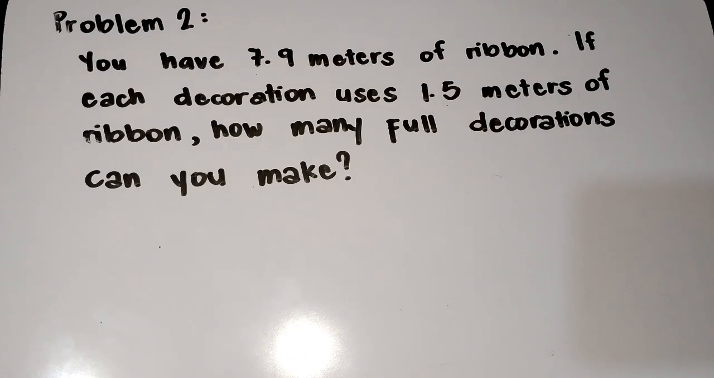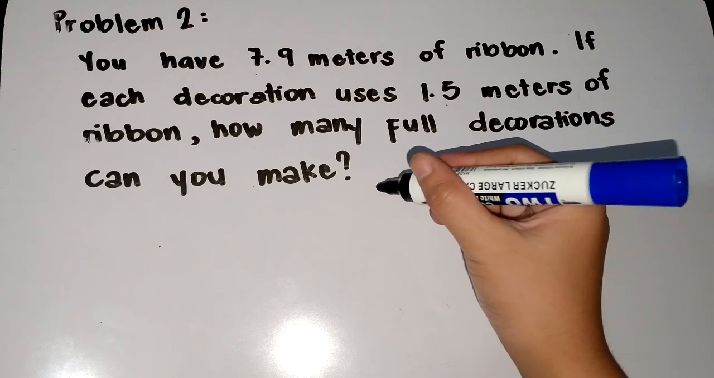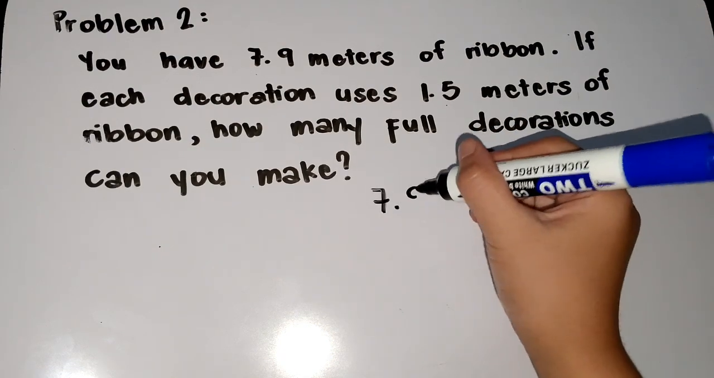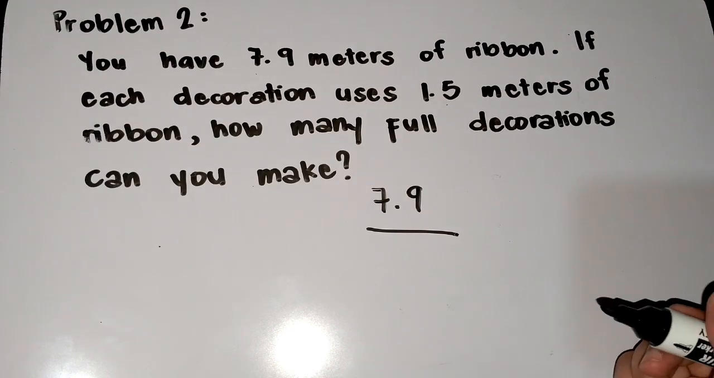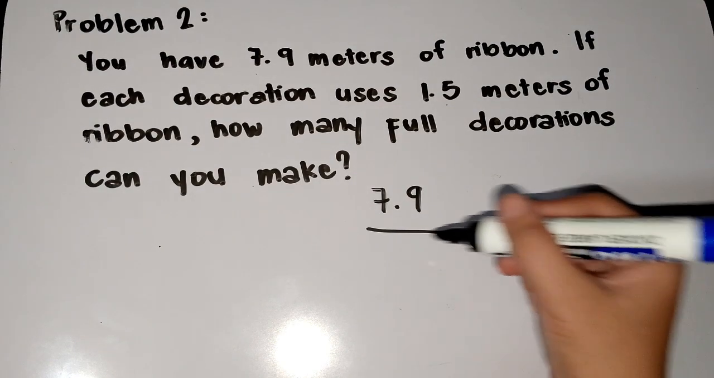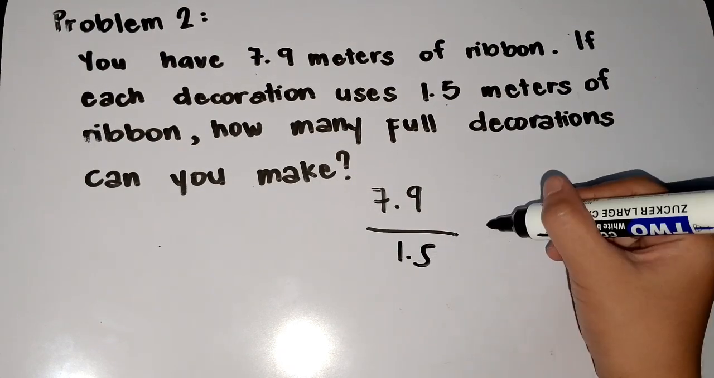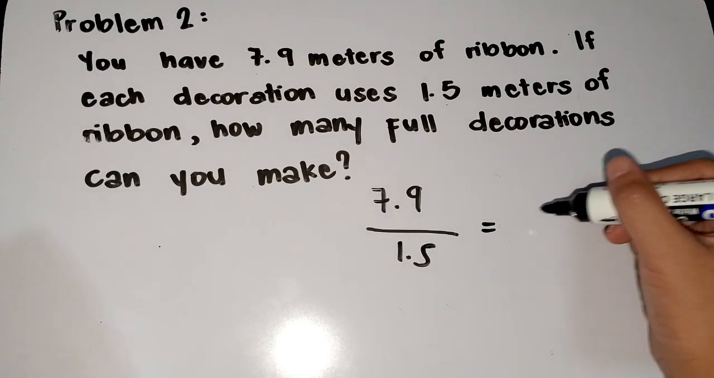Now let's proceed to problem 2. Now, you have 7.9 meters of ribbon. If each decoration uses 1.5 meters of ribbon, how many full decorations can you make? So, 7.9 divided by 1.5 meters of ribbon that each decoration needs is 5.27.